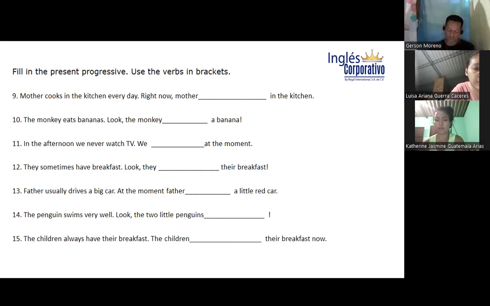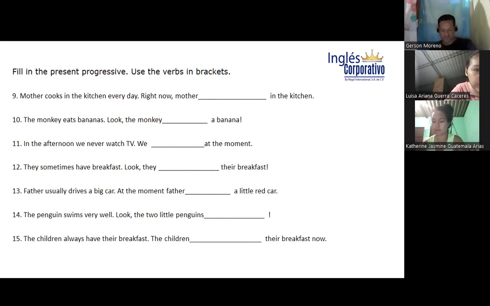Okay, number 13. Father usually drives a big car. At the moment, father is driving a little red car. Red car. Yes, thank you.